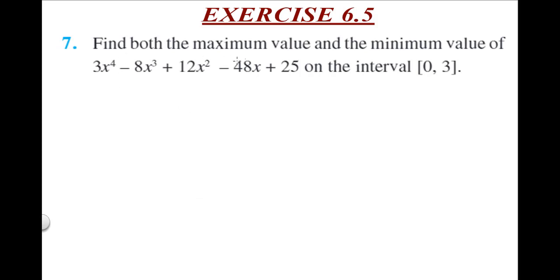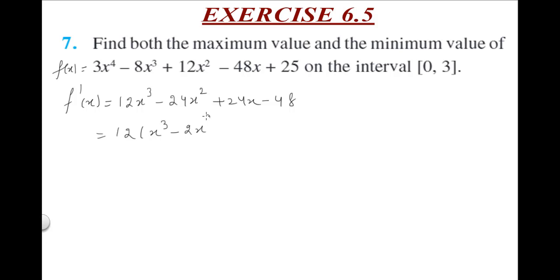In this question we have to find out both the maximum and minimum value of the function on this interval 0, 3, where 0 and 3 are included. Now first of all we will differentiate this function. So f'(x), I am considering this as f of x, right? Now f'(x) will become 12x cube minus 24x square plus 24x minus 48. Clear? Taking 12 common in it, we have x cube minus 2x square plus 2x minus 4.